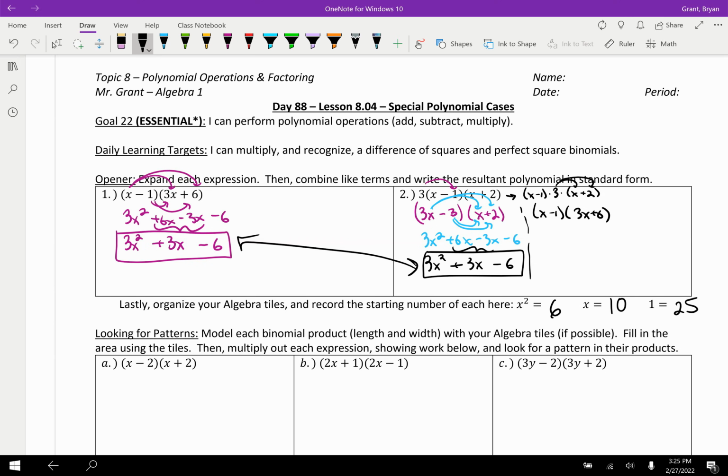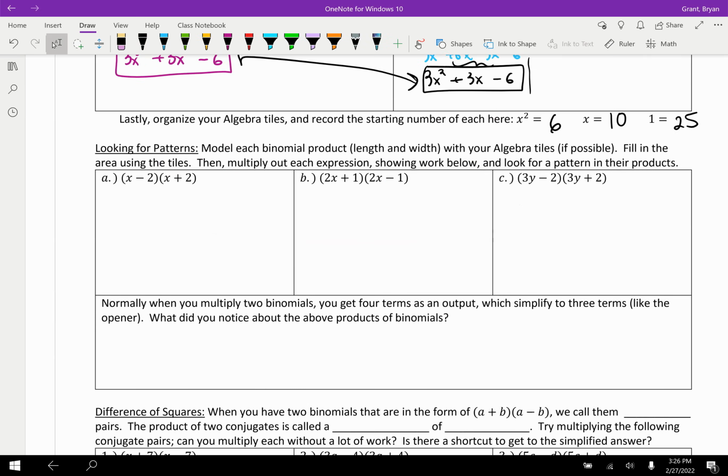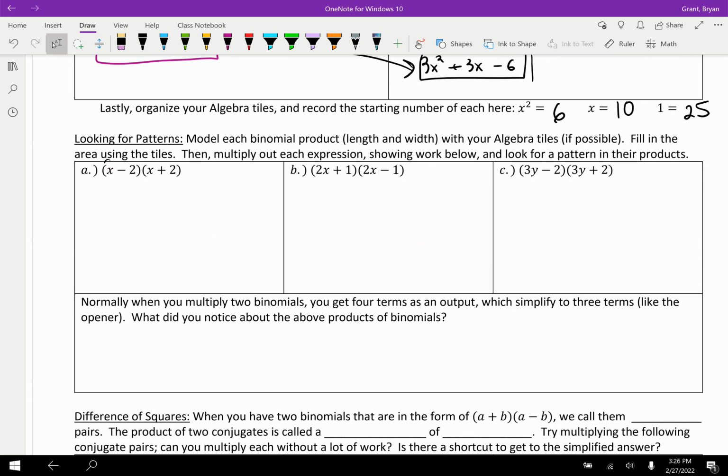The big focus for today is to look for patterns. Pattern-wise, we are going to start with our algebra tiles with a pattern that looks like this, where we have x minus a number, x plus the same number, x minus something, x plus something. The first thing I'd like you to do, though, is to model this with your algebra tiles. So you can just do this with your partner, maybe in between your two desks or on a single desk, right? You're going to go ahead and set up those tiles.